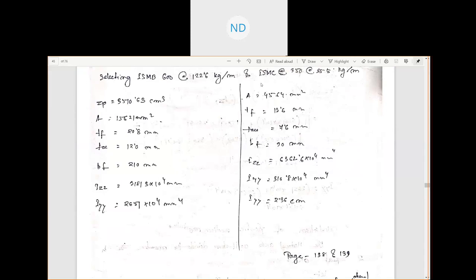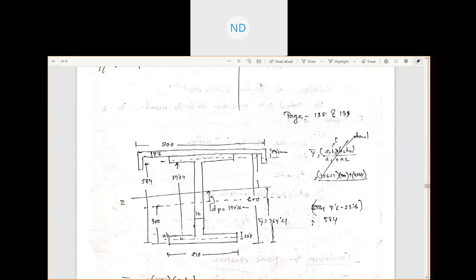So after assuming the sections, we are going to calculate the section modulus for this built-up member, and we will see whether we get more or less than the required section modulus. To calculate that, you have to know the moment of inertia about the z-axis and the y-axis. For that, you have to calculate the neutral axis, that means the CG of this entire built-up member, the I-beam plus the channel section, which is going to act as a gantry girder.